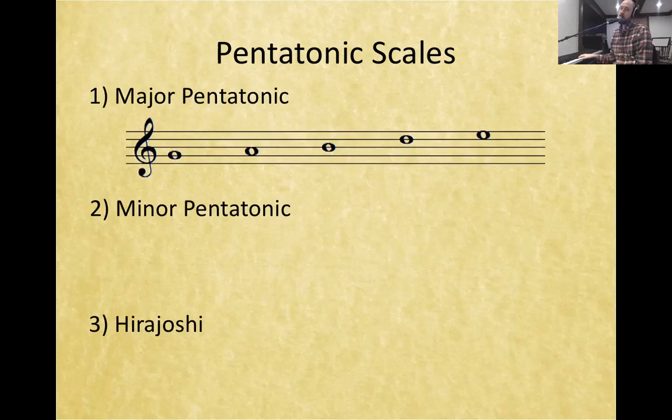The solfege syllables are do, re, mi, sol, la, sol, mi, re, do. So if we compare major pentatonic to the major scale, what's missing? Well, we've got do, re, mi. We don't have fa, right? So there's no C. Do, re, mi, sol, la. And we don't have ti, right?